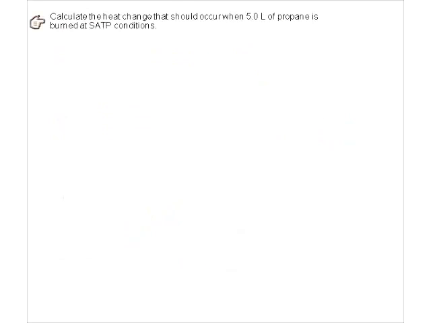Here's another type of problem. It says calculate the heat change that should occur when 5 liters of propane is burned under standard conditions, SATP conditions. That's atmospheric pressure, 100 kilopascals, 101 kilopascals, and 25 degrees Celsius, so standard conditions. And we're looking at this and we're saying, do we know the process? Well, yeah, we're burning propane, so that's going to be the combustion of propane.